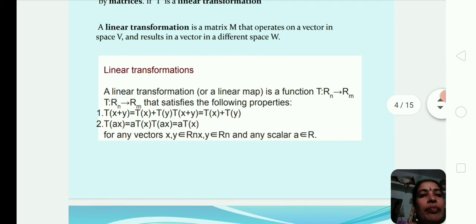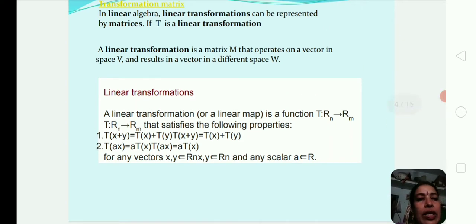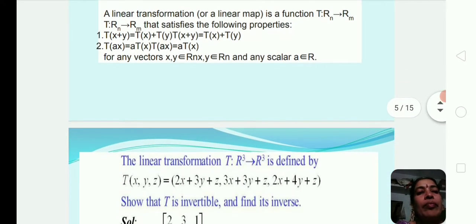Suppose a linear transformation T is defined from Rn to Rm. The conditions are T(x + y) = T(x) + T(y), and T(ax) = aT(x), where a is a scalar, and x, y belong to Rn. These are the linear transformation conditions.